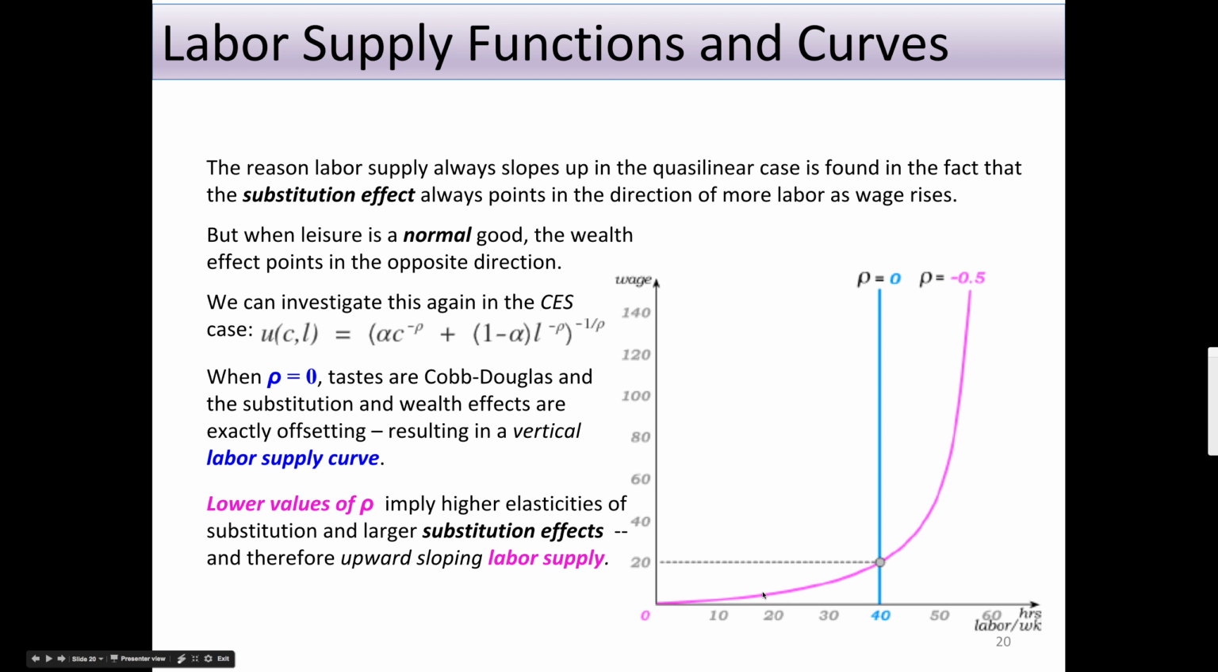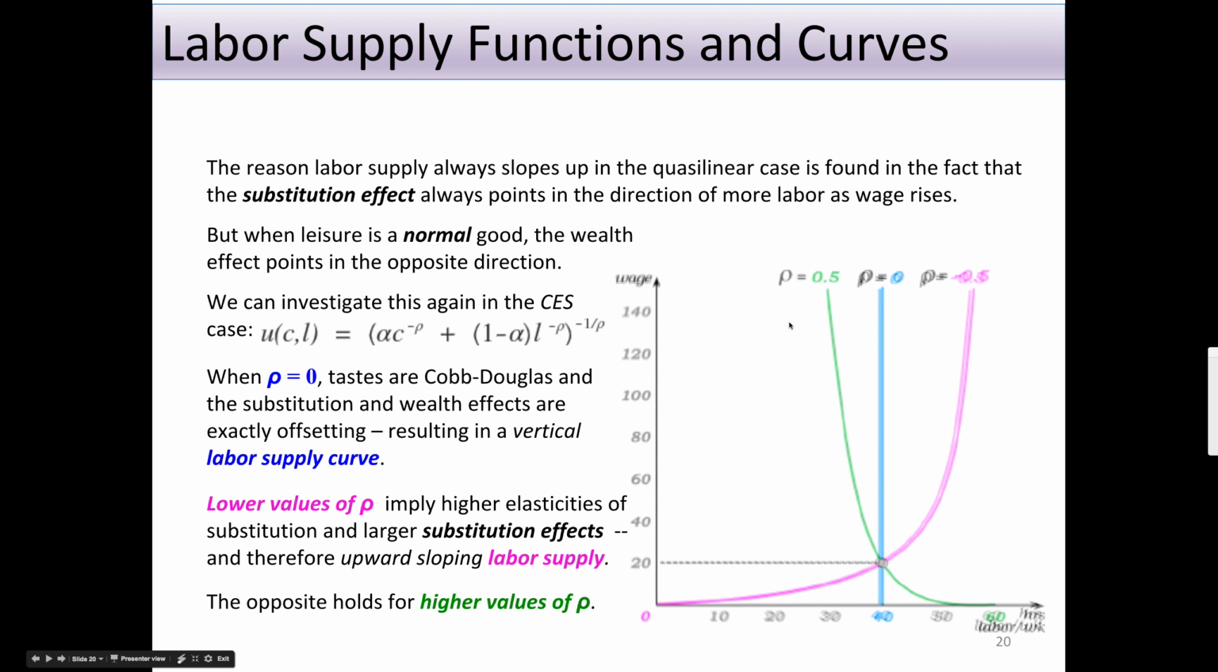If you have lower values of rho, okay, that means closer to -1. Remember, as you get close to -1, that's perfect substitutes. So you're going to have a really big substitution effect, which means as wage goes up, it's going to push you towards more labor. So then we have an upward sloping labor supply curve when rho is close to perfect substitutes. When rho is high, meaning perfect complements, we actually have a downward sloping labor supply curve, which means that when I get paid more, I want to go ahead and consume more leisure to go along with my higher wage, right? Because they're complementary.